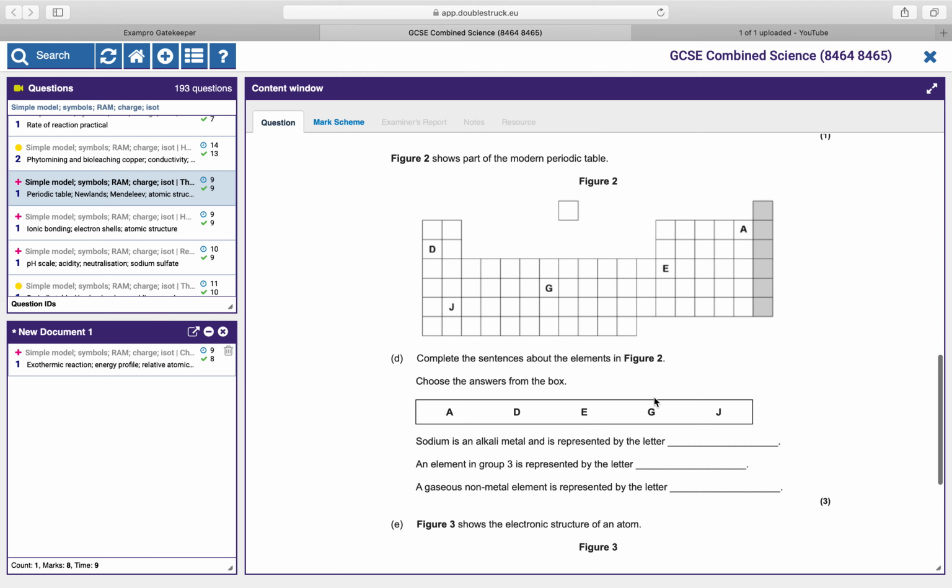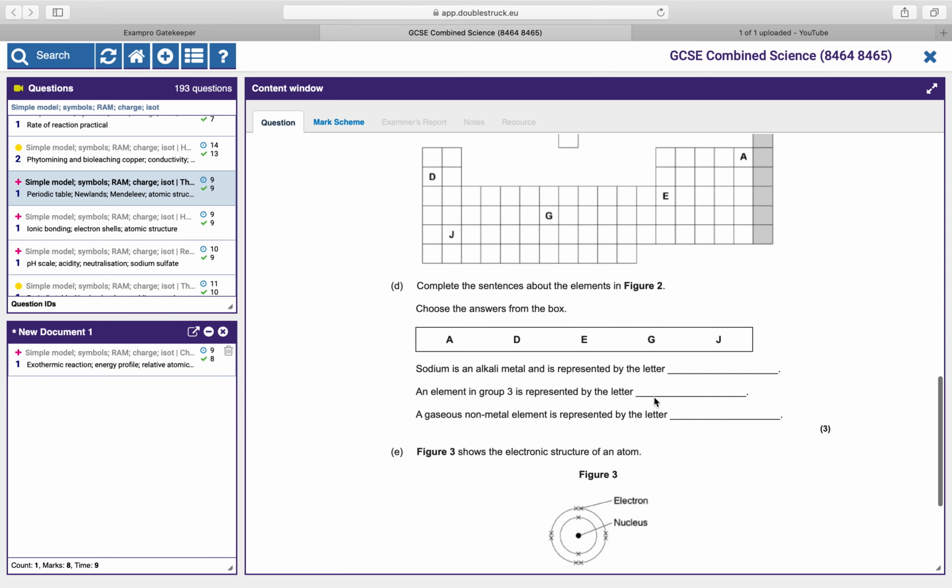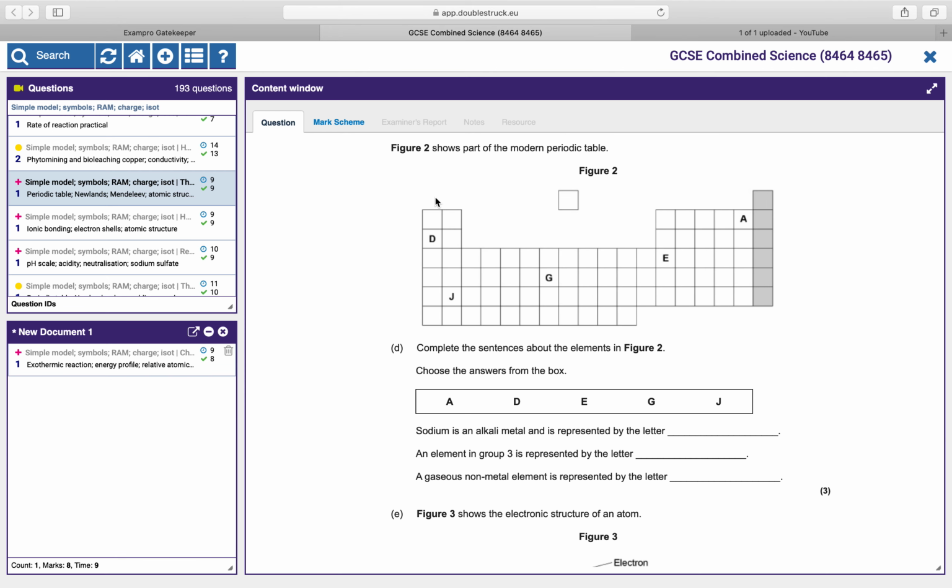Okay, modern periodic table here. Sodium is an alkali and is represented by the letter. All alkalis are in group 1, so it'd be D. An element in group 3 is represented by, well, you'd look at the third: this one is group 1, this is group 2, this one is group 3, so you'd represent it using E.